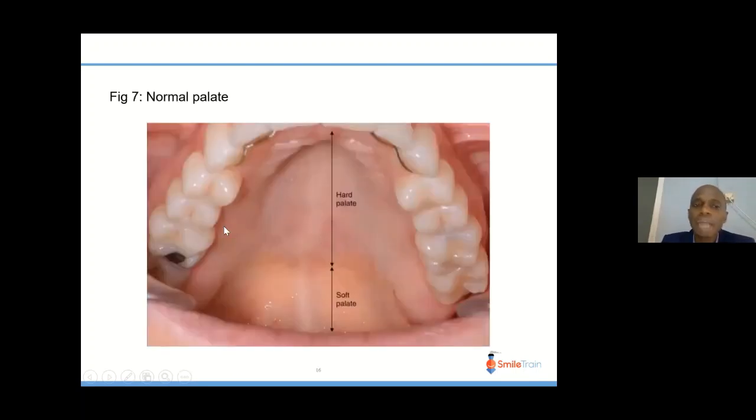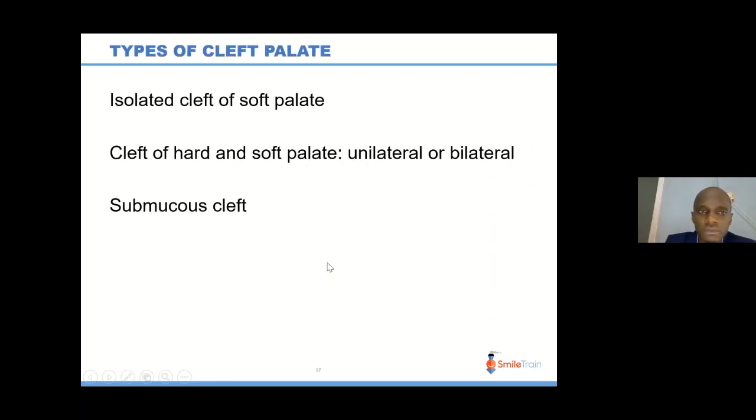And you can see a clinical picture here that shows the hard palate. There is a change in color from this hard palate to this soft palate over here. This is the hard palate, and this is the soft palate. And types of clefts of palate: the cleft of the soft palate, the cleft of the hard and soft palate, which can be unilateral or bilateral, and the submucous cleft.